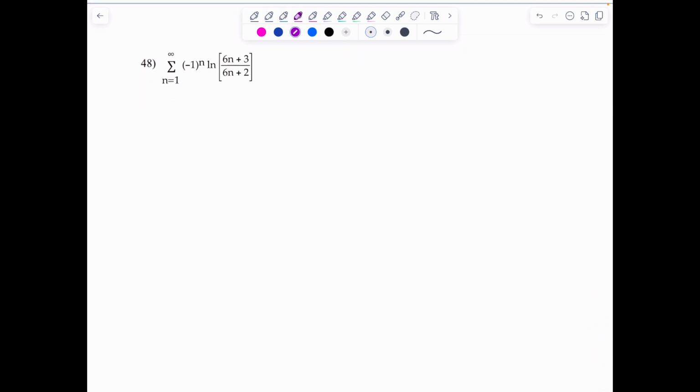Okay. Let's try a couple more. Good stuff here, people. So we have the sum n equals 1 to infinity, -1 to the n, natural log of 6n plus 3 over 6n plus 2. So can you identify what b sub n is?